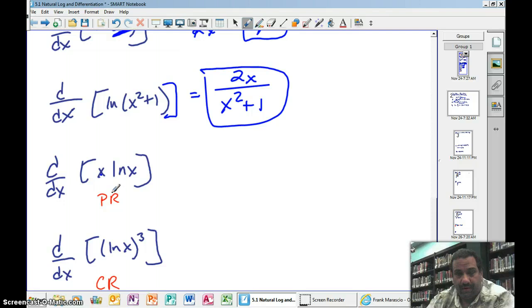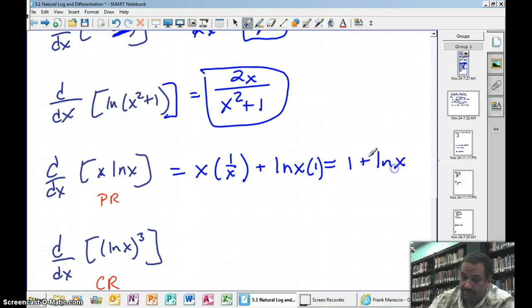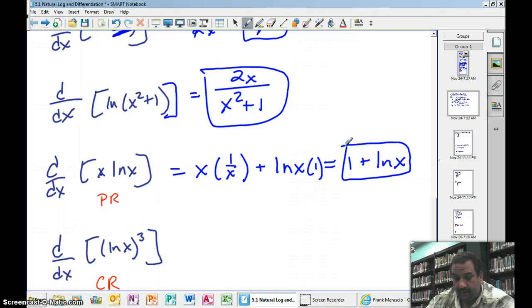This one you gotta use a little product rule action. So derivative is gonna be first times derivative of second. Derivative of second is 1 over x, plus second times derivative of first, and you're gonna get 1 plus, and the derivative of first is 1, so it's gonna be 1 plus log of x, or natural log of x. That's it.